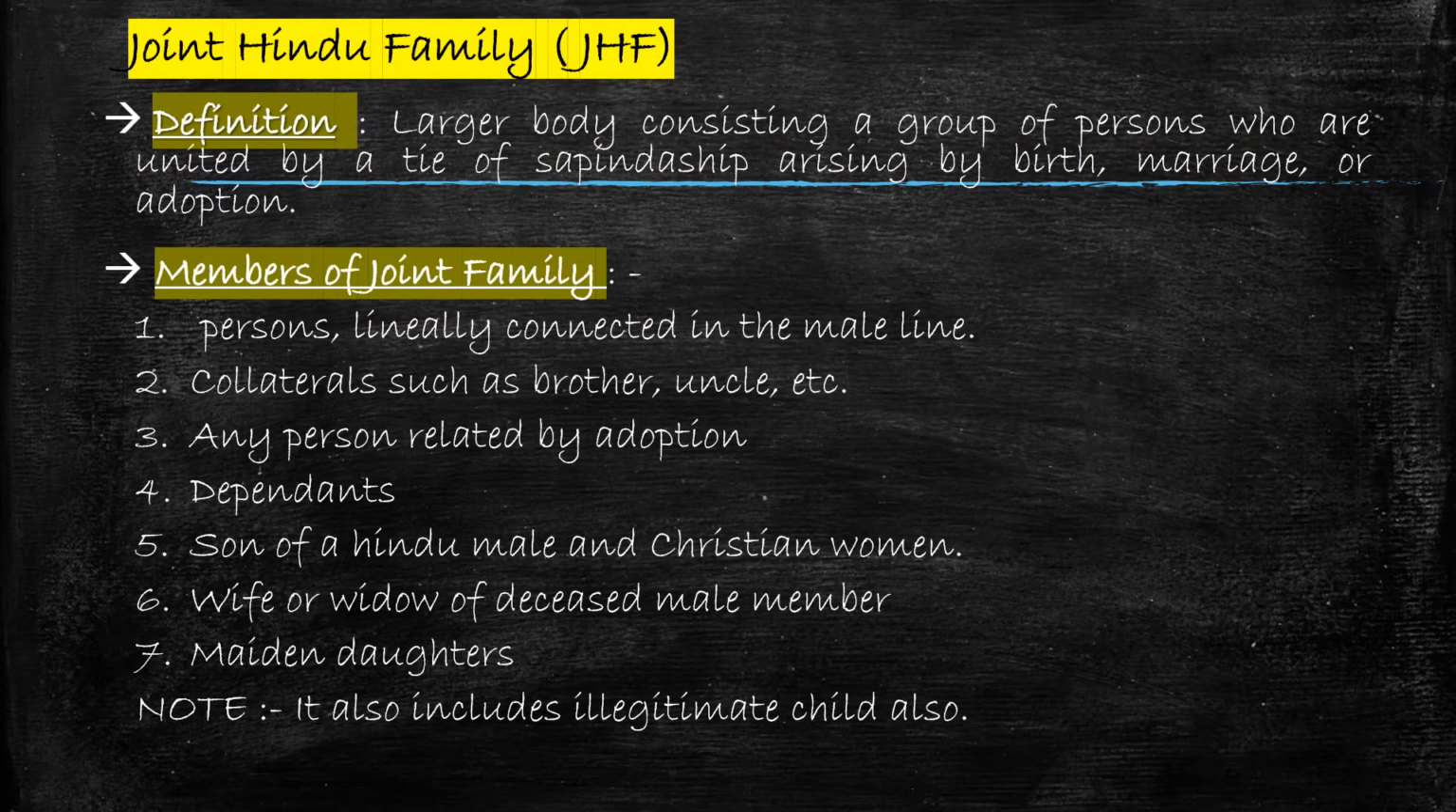Now let's understand, what does joint Hindu family mean? It is basically a larger body consisting of a group of persons who are united by a tie of sapindaship arising by birth, marriage or by adoption. Members of joint Hindu family. First, persons lineally connected in the male line. Collaterals such as brother, uncle, etc.